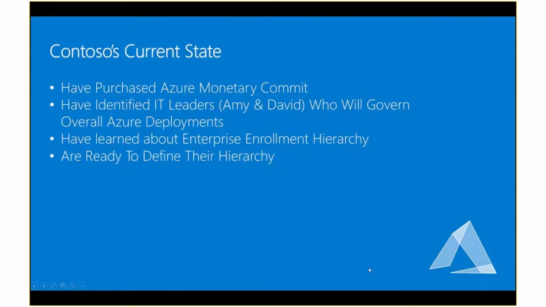Okay, so just a quick review of Contoso's current state. We've been following along with Contoso, our fictitious company, through this video series, and we will continue through the rest of the series. They have purchased an Azure monetary commit. They have identified 2 leaders from their IT department, Amy and David, who will govern their overall Azure deployments, also known as enterprise admins. They have learned about the enterprise enrollment hierarchy in our last video, and now they're ready to define their own hierarchy.